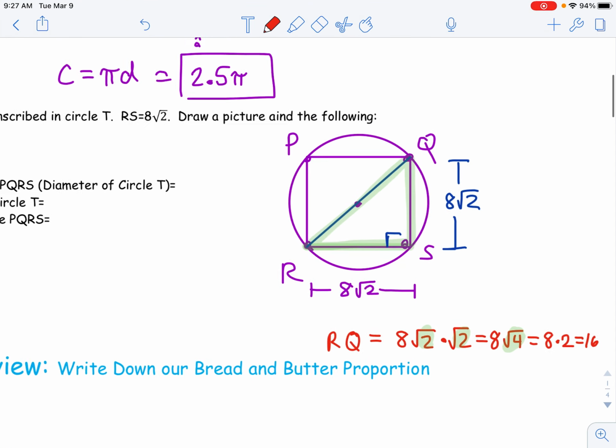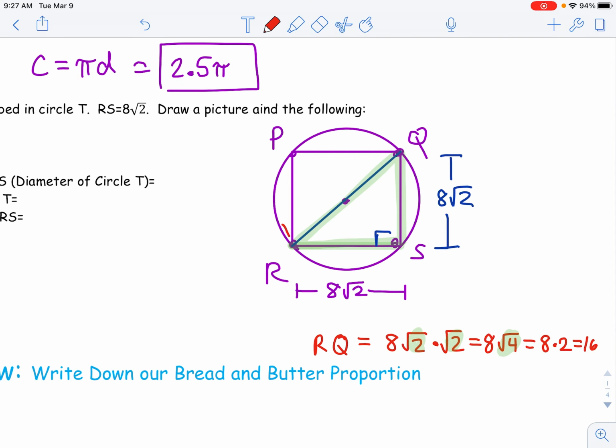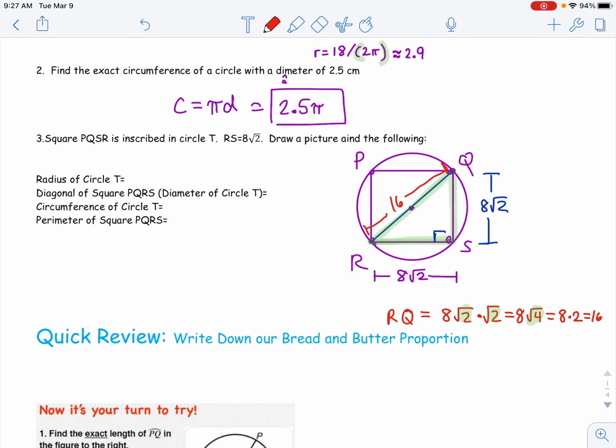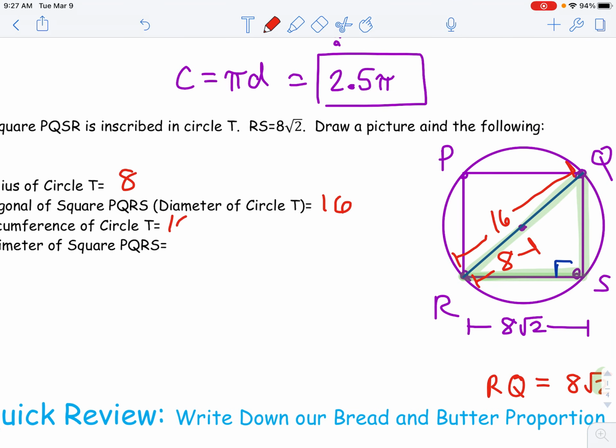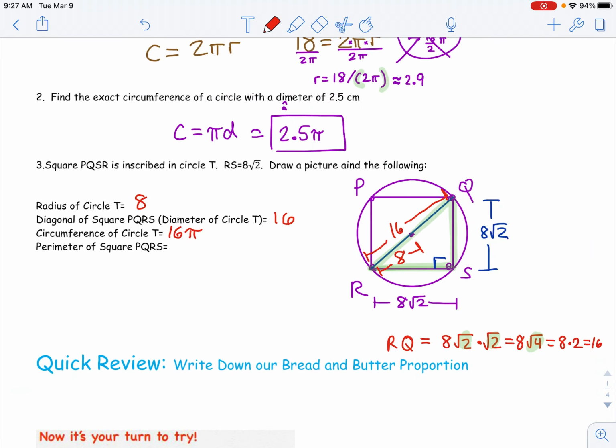Whew, that was a lot of math. So we found out this whole diagonal was 16. So the radius then is just 8. And we already found the diagonal, which was 16, which was the diameter. So then I can find the circumference of circle T. We know the diameter, so it's just 16 pi. Pi times diameter, 16 pi.